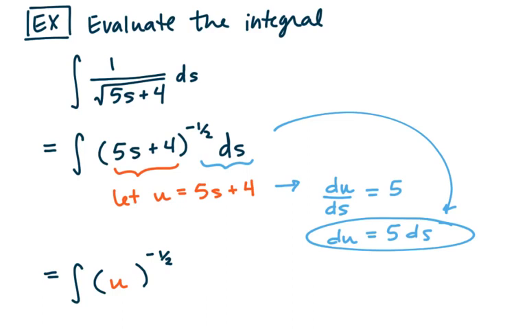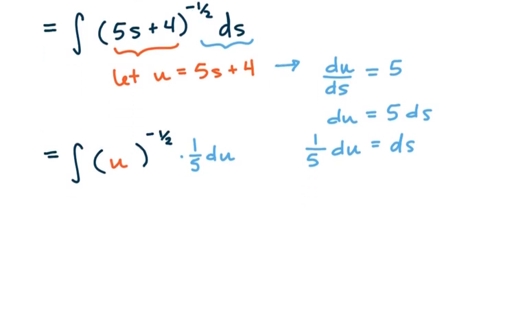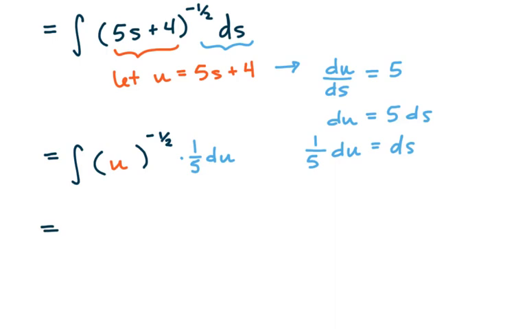So can I rearrange what I'm looking at? And in this case, I can divide by 5 on both sides. And if I do that, I have 1/5 du equals ds. So now I have a direct substitution for ds. I can write times 1/5 du. So what this integral now looks like, I can pull that 1/5 in front, multiplying by a constant, is the integral of u to the negative 1/2 du. At this point, I'll use my power rule of integration.